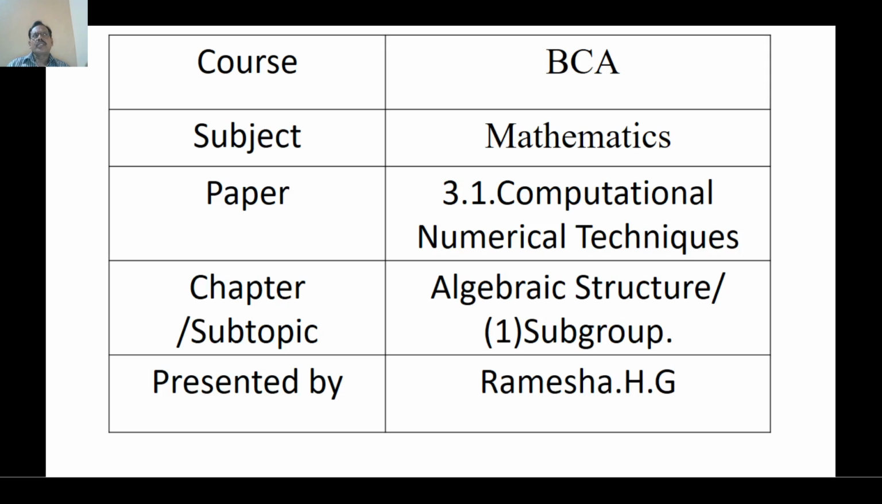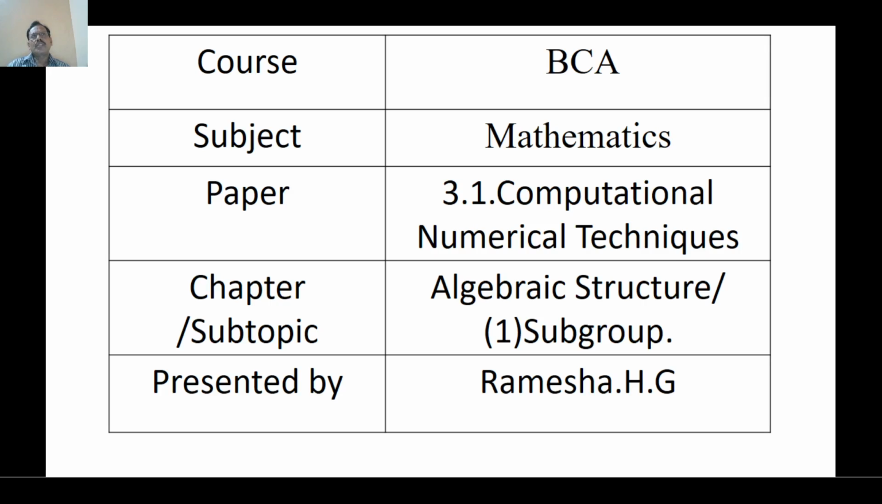So examples for groups are the set of all integers, the set of all rational numbers, the set of all real numbers. These are all abelian groups under addition. And the set of all non-zero rationals, the set of all non-zero real numbers form a group under multiplication. 0 acts as the identity element under addition. 1 acts as the identity element under multiplication. And modular groups are also groups.